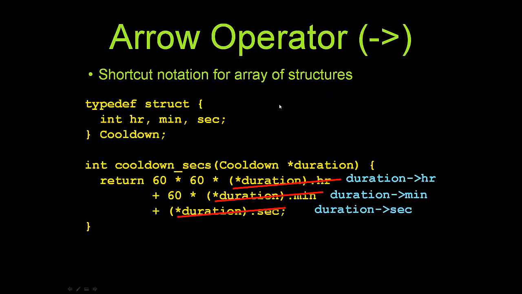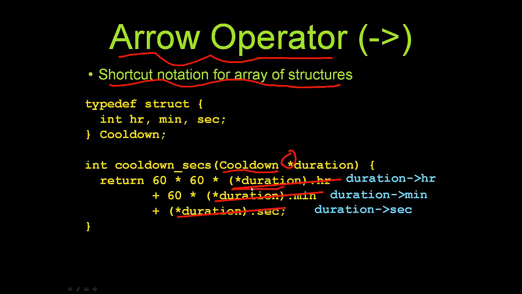There's also this thing called arrow notation, which is a shortcut notation for arrays of structures. Essentially, if you refer to cooldown using a pointer, you use the pointer in open parentheses and then dot h r. Or you can just use the pointer, this arrow notation and hr, and you get the same thing.